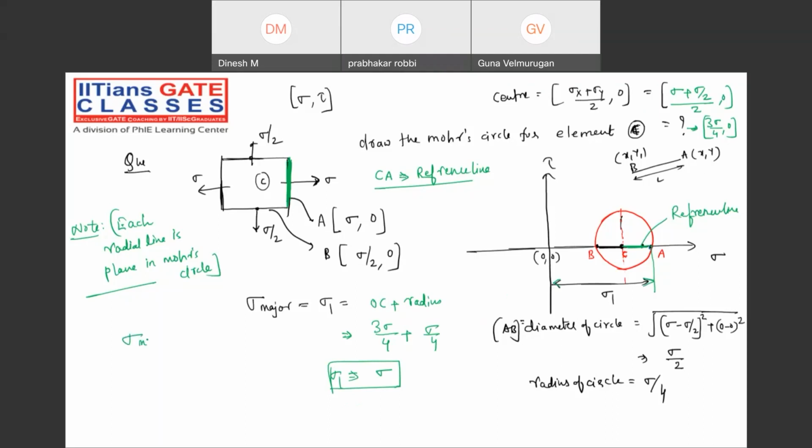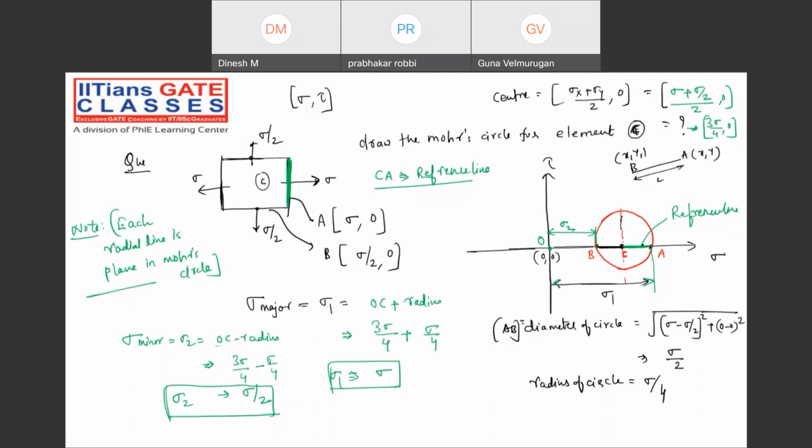What is the minor principal stress? Sigma 2, from here to here. Check it out. OC minus OB. No, sorry. We need to calculate the value of OB actually. Then it will become OC minus radius. What is the OC value? 3 sigma by 4. What is the radius? Sigma by 4. So what are we getting? Sigma by 2.